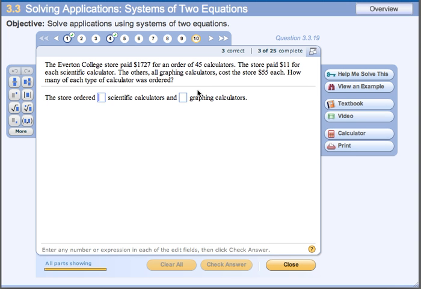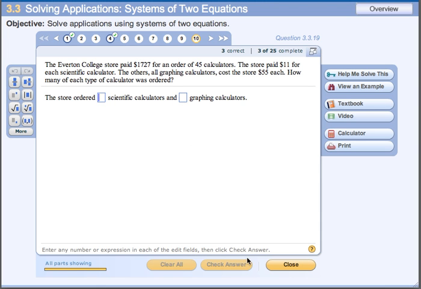The Everton College store paid $1,727 for an order of 45 calculators. The store paid $11 for each scientific calculator. The others, all graphing calculators, cost the store $55 each. How many of each type of calculator was ordered?